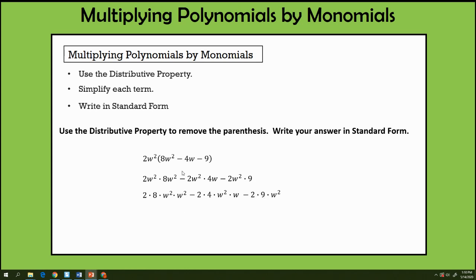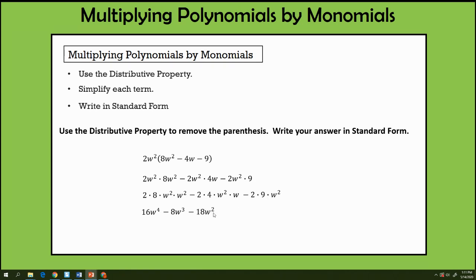Okay, so that's how we simplify these. So we kind of rewrite them, and now we're actually going to write that out. This first term, again, is a product of numbers and variables, so it's a term. 2 times 8 is 16. And then when I take w squared times w squared, the rule is add the exponents. So that's going to be 16w to the 4th, minus 2 times 4 is 8. This is w squared times w to the 1st, so I'm going to add those together and get minus 8w to the 3rd. And then the last piece of this is 2 times 9 times w squared.